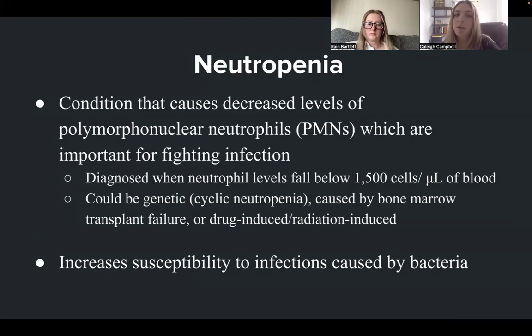This could be caused by genetic factors, which is also called cyclic neutropenia, or it could be caused by a bone marrow transplant failure, because this is where neutrophils originate from. It can be drug-induced, and it can also be radiation-induced if that patient is undergoing any type of therapy for cancer already. This is going to increase their susceptibility to infections caused by bacteria.